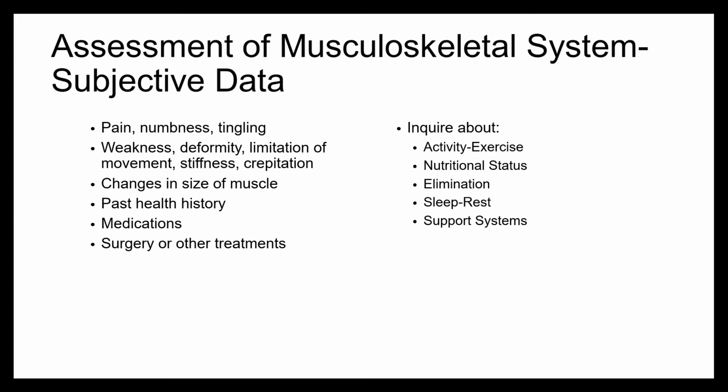All of these things are an example of an activity that can be impacted by different severe musculoskeletal system abnormalities. So we need to know if they're having any issues there. Let's look at their nutritional status next.